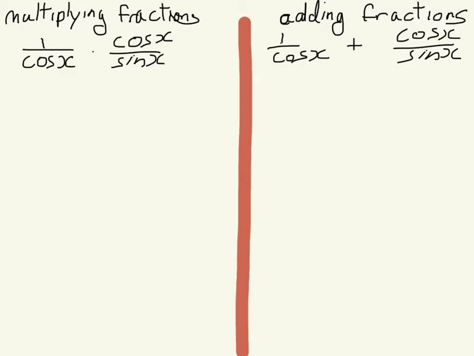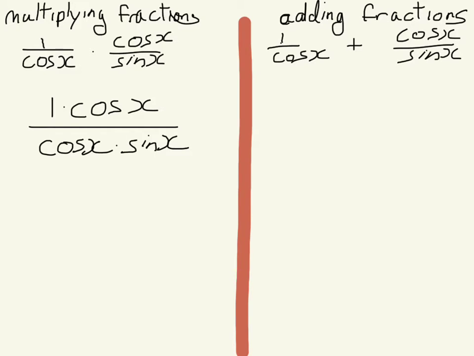Okay, a quick video on the difference between adding and multiplying fractions. Multiplying fractions is easy. On the left side here, we see two fractions multiplied by each other, and all that means is you multiply the top by the top, and the bottom by the bottom. Anytime you have fractions multiplied, it's as easy as that. Top by the top, bottom by the bottom.